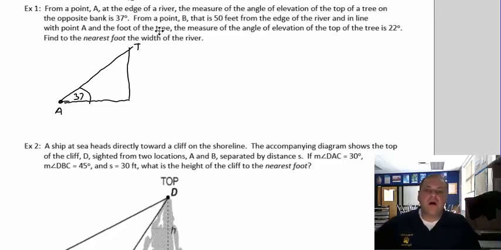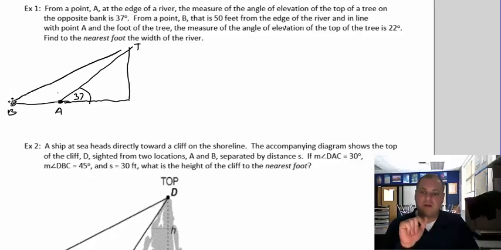From a point B that is 50 feet from the edge of the river. So here's the edge of the river, and we're going to go 50 feet from the edge of the river and in line with point A and the bottom of the tree. So that's why it looks like that. So I know there's point B. The measured angle of elevation to the top of the tree is 22. So there we got another angle of elevation, and that's going to be 22. So that's what the picture looks like.